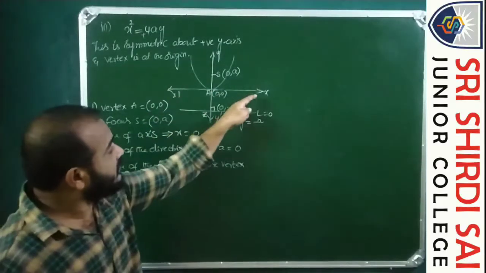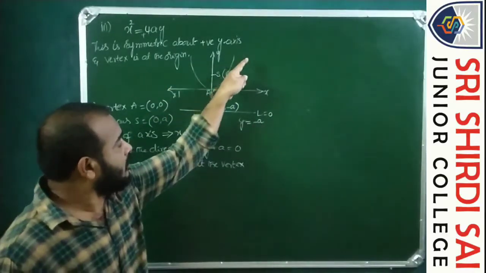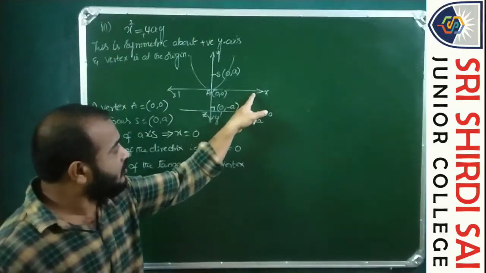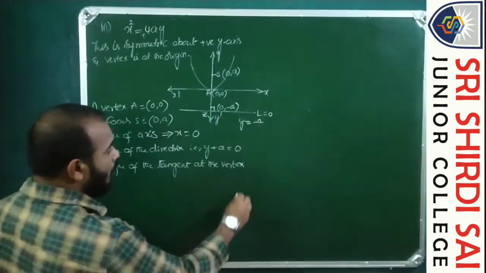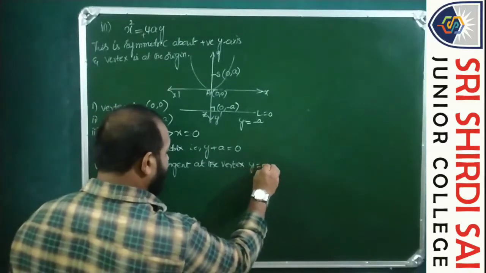And the equation of the tangent at the vertex. This is the tangent to this parabola. What is this line? The x-axis. The equation of the x-axis is y equals 0.